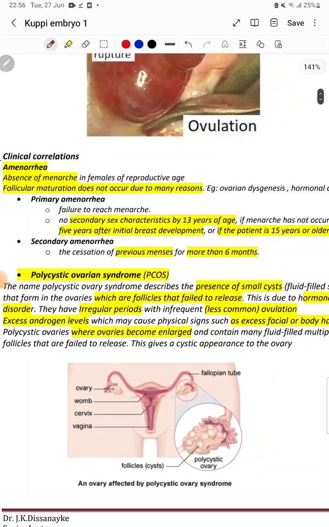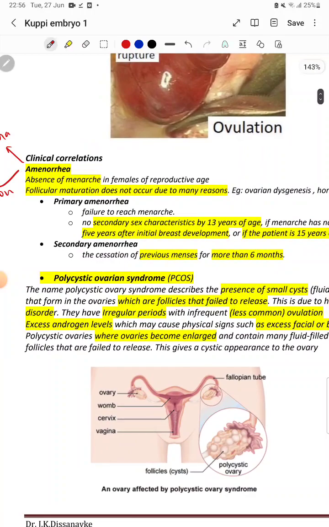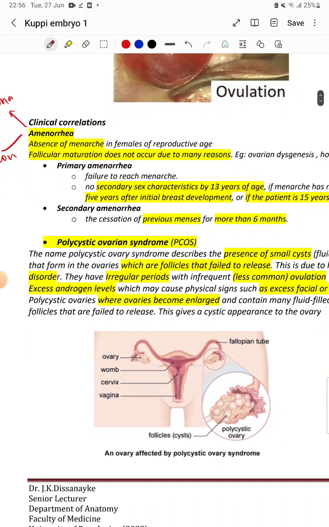And then secondary amenorrhea is where you've got your menarche, you've got your periods typically, but after some time your periods will cease. Like, they will just not come. And if it doesn't come for more than 6 months, you can classify this as secondary amenorrhea.